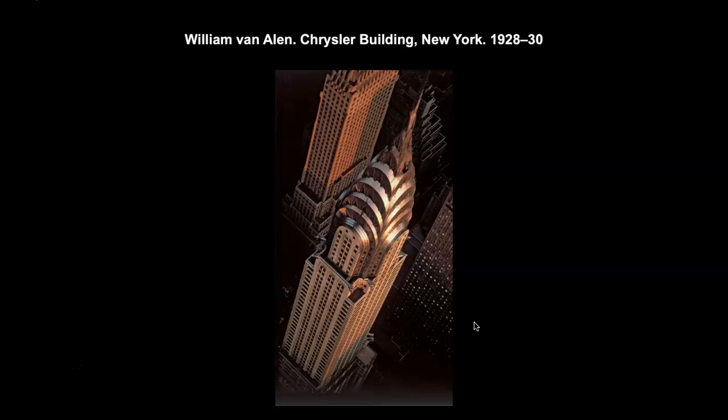This is the Chrysler Building in New York by William Van Allen. This is 77 stories, finished in 1930. Now, the Empire State Building was 102 stories, also in 1930. So we've got this very geometric building, long rectangular building, but it's tapering into this almost flame-like top.